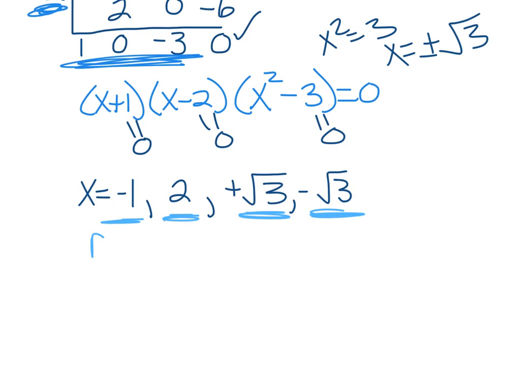2 are rational, and they came out of our list. And then because we used the list to narrow it down, we were able to factor using our other skills and get the 2 that are irrational.